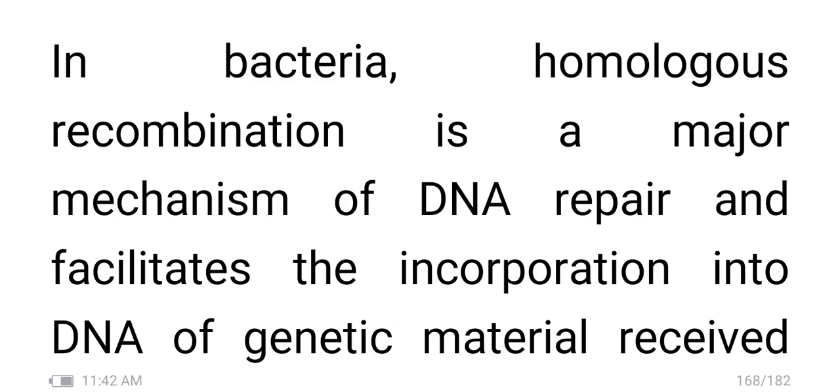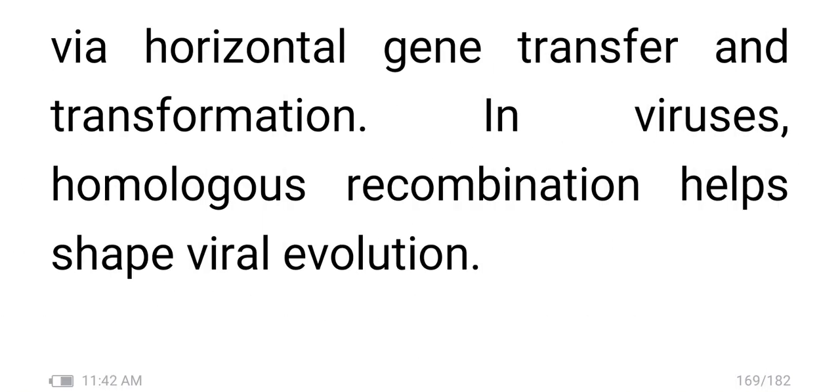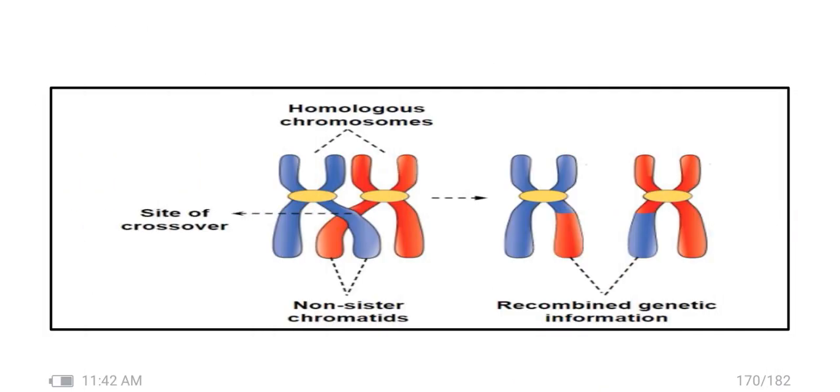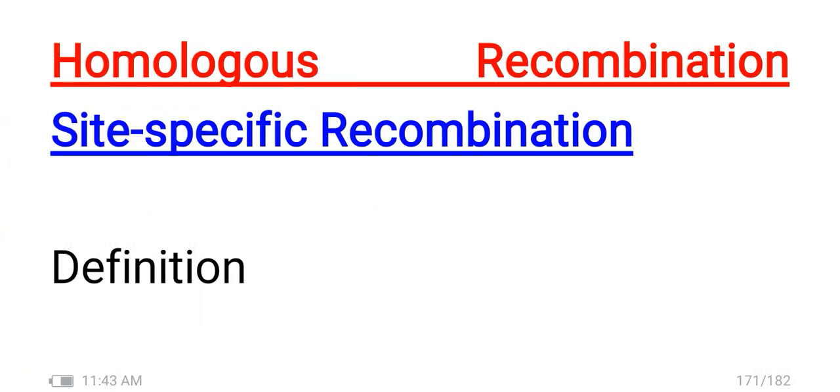In bacteria, homologous recombination is a major mechanism of DNA repair and facilitates the incorporation into DNA of genetic material received via horizontal gene transfer and transformation. In viruses, homologous recombination helps shape viral evolution. Here you can see the site of crossover, homologous chromosomes, then non-sister chromatids recombined genetic information. Next is about homologous recombination versus site-specific recombination.